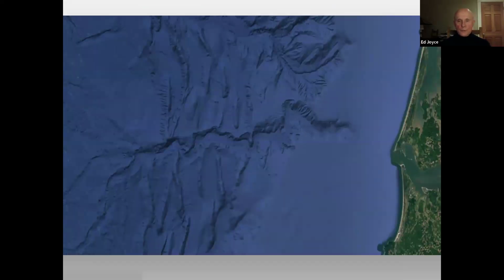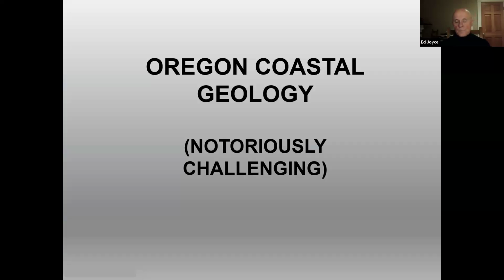And this is a Google Earth shot of what I was just saying. It doesn't show it in a lot of detail, but it does delineate the Astoria Canyon very well. The cone isn't real well developed, again, due to just the nature of Google Earth.